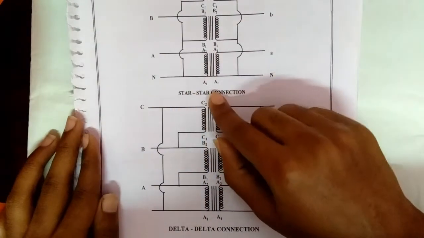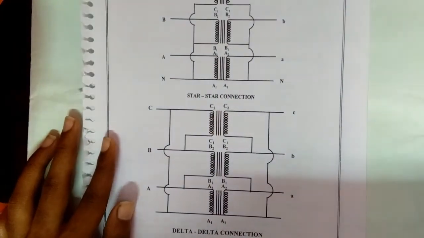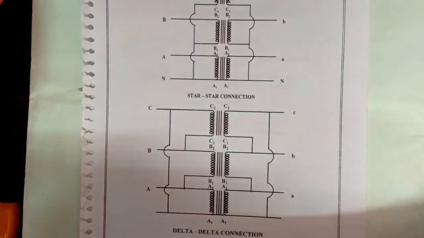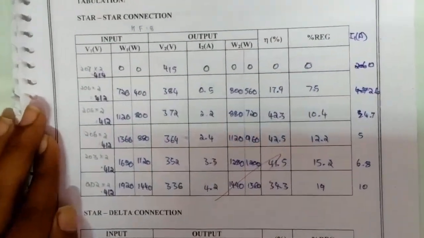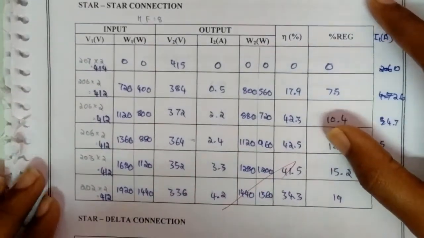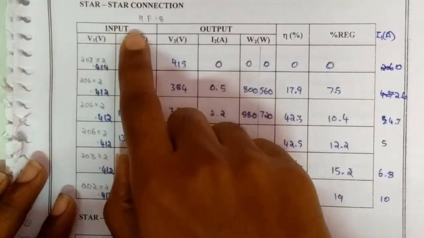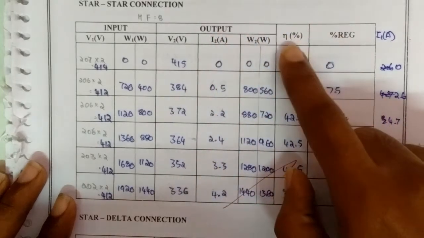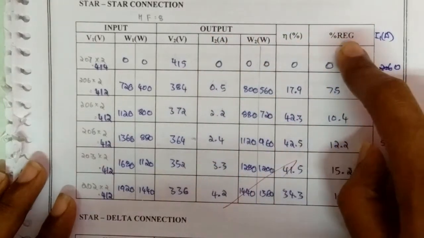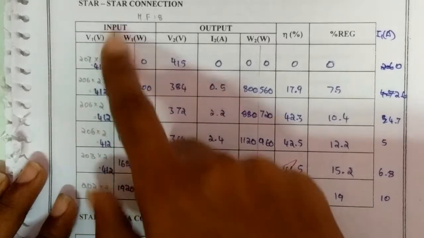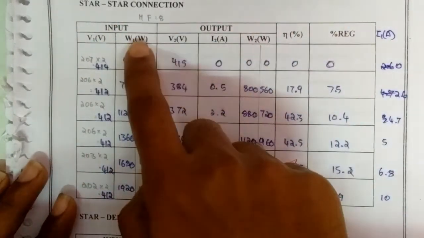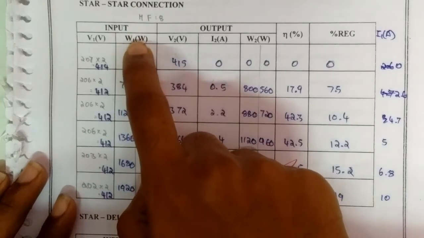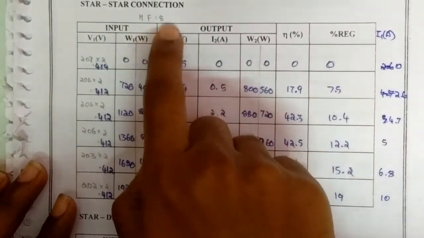So I have taken the values only for star to star connection. So the tabular column will look like this one. Here input, output, and efficiency, and finally the regulation and input current. So the input will be voltage, current, and wattmeter. Here the wattmeter multiplying factor is 8.